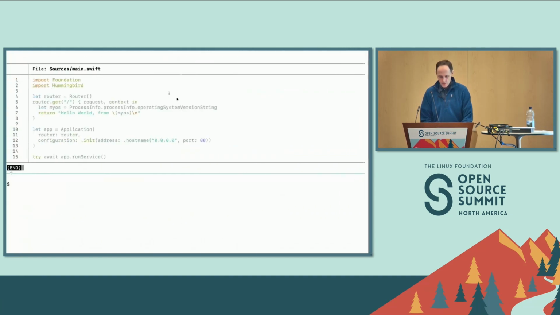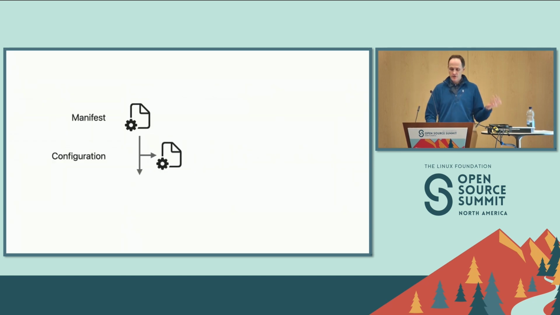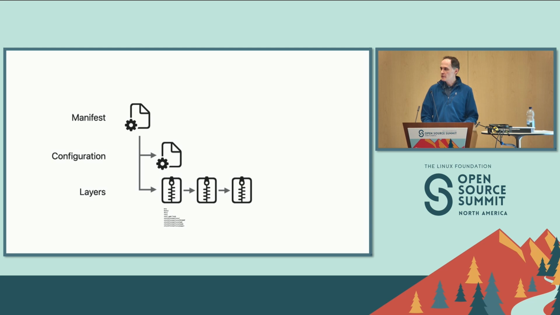Okay, so, oops, I should zip out of that and get back to my slides. So that's how to take an image apart. You start at the manifest, you follow the pointers to download the configuration and all the layers. You unpack them, and then if you're a runtime, you run whatever entry point you were told to run.